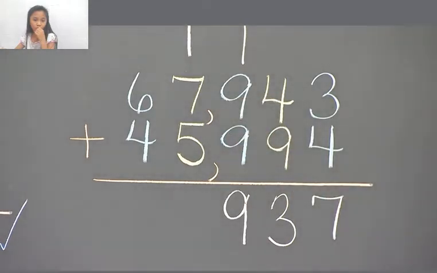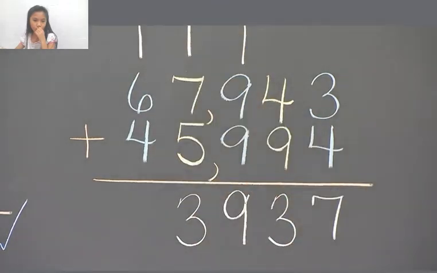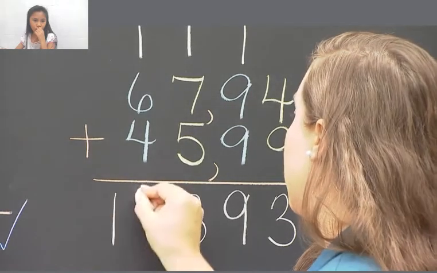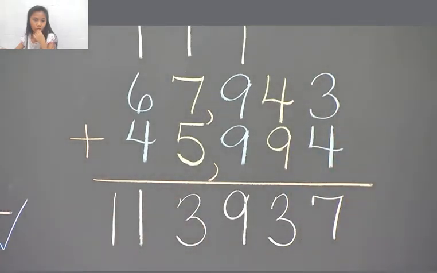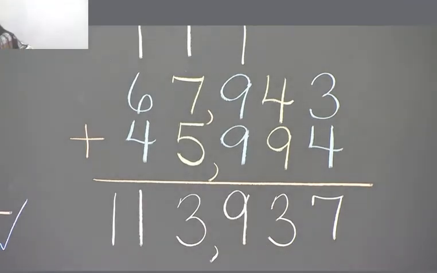1 plus 7 equals? 8. Plus 5 equals? 13. So 3 on the bottom, carry the 1 to the next column. 1 plus 6 equals? 7. Plus 4 equals? 11. Where does the comma go in this number, Gage? Between 9 and 3. Yes. Is it the first 3 or the second 3? First. So between this 3 and this 9. Read this answer for us, Carson. 113,937. You've got it. Excellent job.